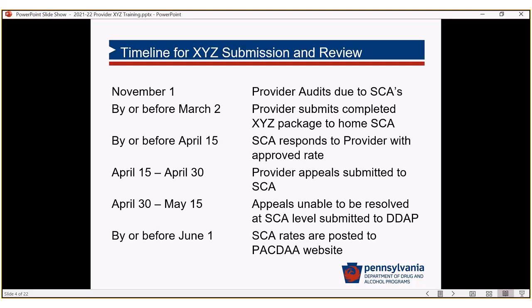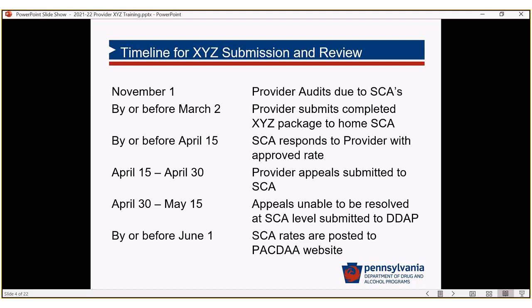So I'm going to first go through the timeline for the XYZ submission and review process. And if you're looking at your XYZ packet, that's actually page 2 of the packet. And this whole process, the XYZ process, really kicks off, so to speak, with the submission of the provider's audits to the SCAs, which are due around November 1st or by November 1st.